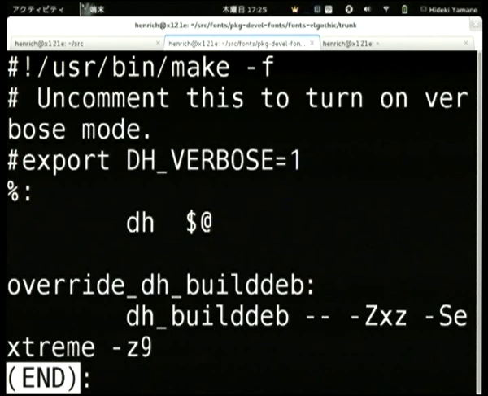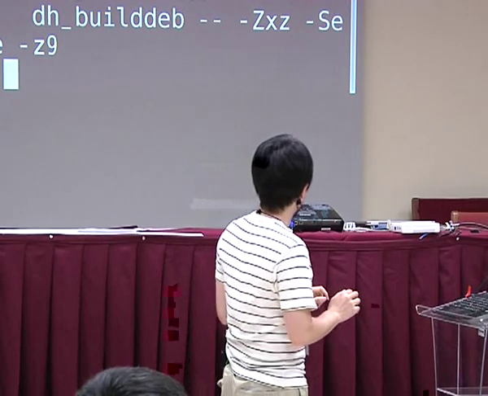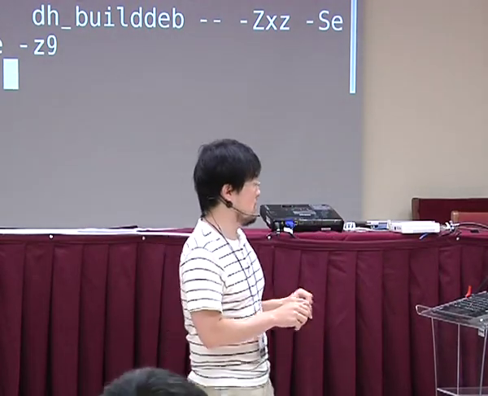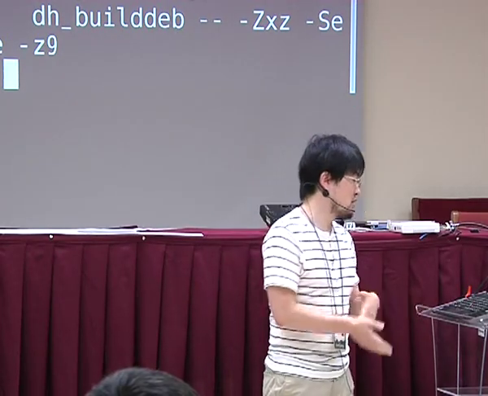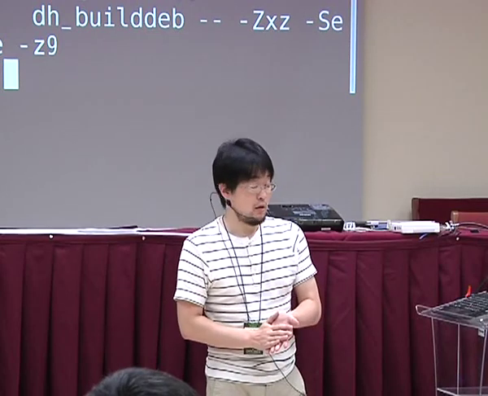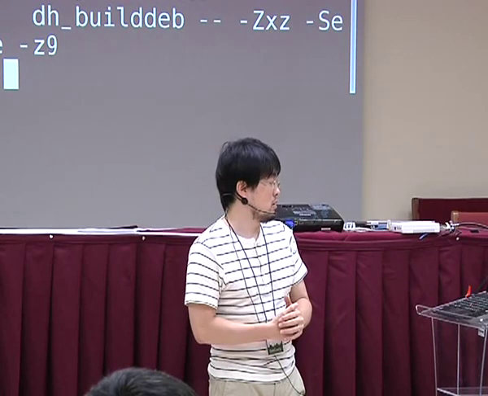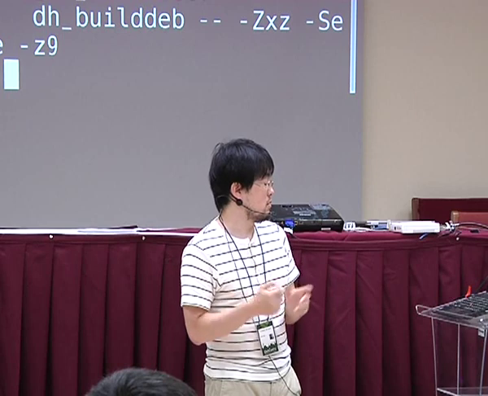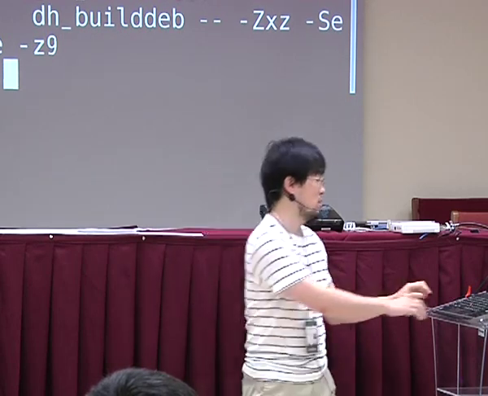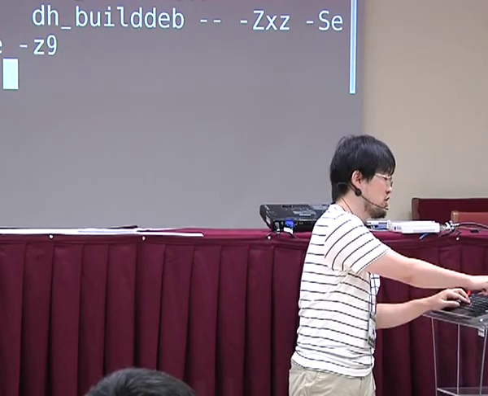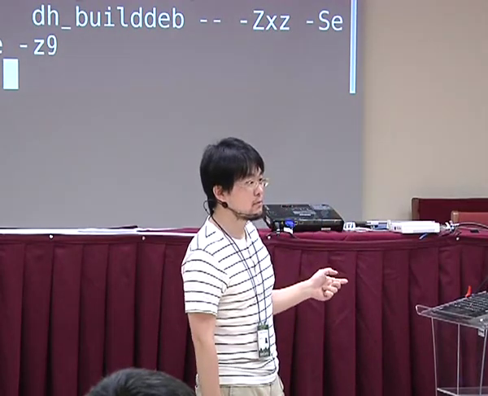There, the option for dh_builddeb is to use the XZ option. And with the extreme option, the compression level is 9, the maximum. So now we should specify the XZ for the compression option, but if we change the default to XZ, we don't need to specify the XZ. And for the OpenClipArt package, after we apply XZ by default, we change this XZ to gzip.